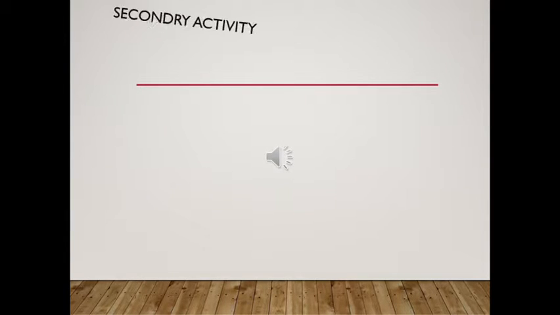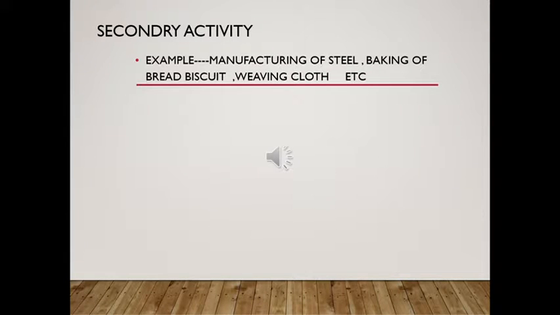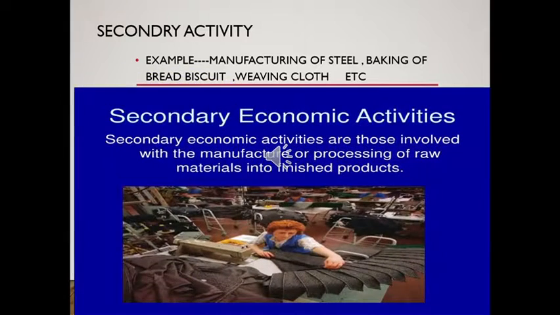Secondary economic activities are those involved with the manufacture or processing of natural resources and raw material into finished products. For example, cotton is a primary product. By processing, we get cloth. So, manufacturing of steel, baking of bread, and weaving of cloth are examples of these activities.